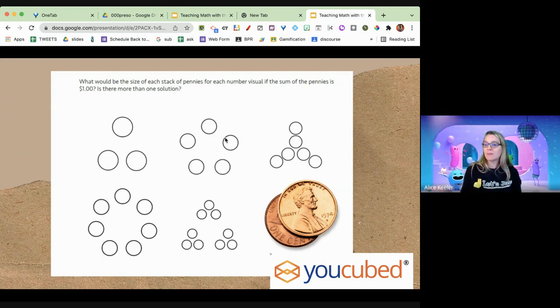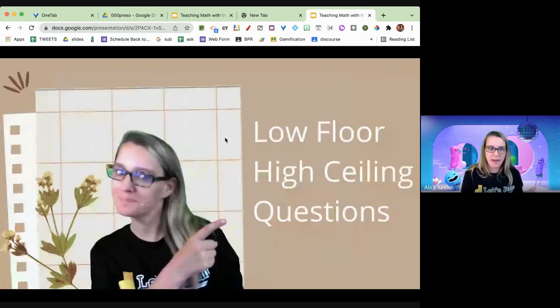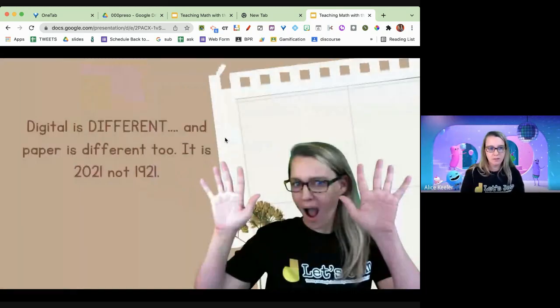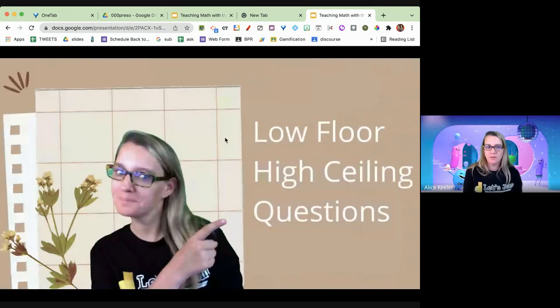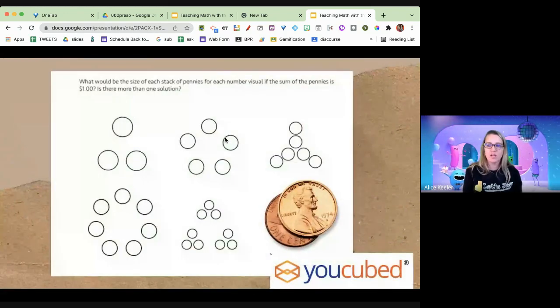And it was the same activity, digital or paper, which gets me back to this point. Digital is different and paper is different. I did both, digitally or paper, same thing, but it wasn't a regular math problem. It wasn't a 1921 math problem. It was a 2021 math problem. I let the kids choose. What do you want to do?